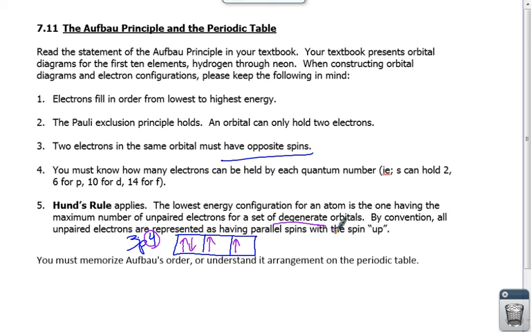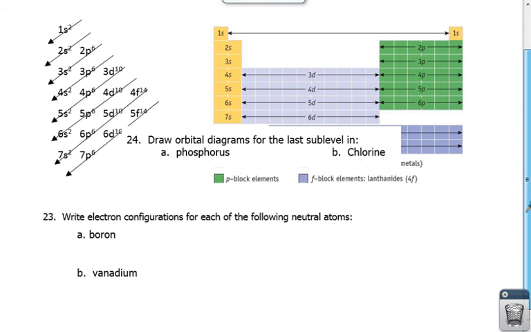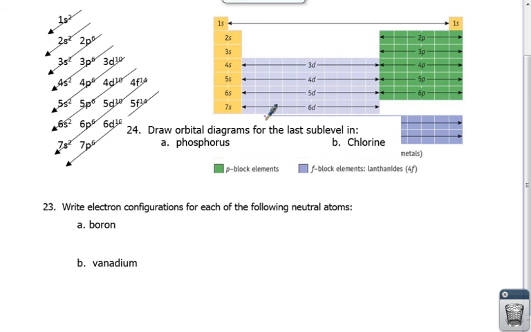This says you must memorize Aufbau order or understand its arrangement on the periodic table. That's really the easiest way. Again, I was talking earlier about how there's s's and d's and p's on the periodic table, and then the f orbitals are down here. If you really understand how the periodic table is put together, you don't have to memorize it. So again, here is Aufbau order and how the periodic table is put together. You have this in your notes. This is really what you want to see inside your head when you look at the periodic table.